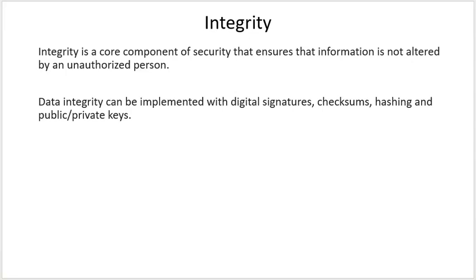So confidentiality, you can see what you're supposed to see. You don't see what you're not supposed to see. Integrity, the data stays unaltered, unchanged in transmission. And so data integrity can be implemented with digital signatures, checksums, hashing, and public and private keys. And that is Section 6.1.